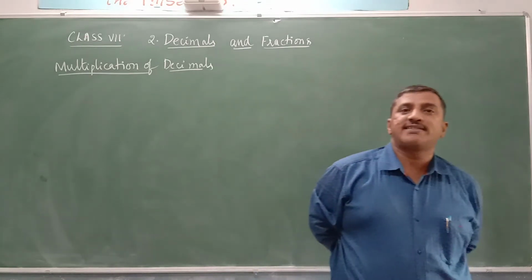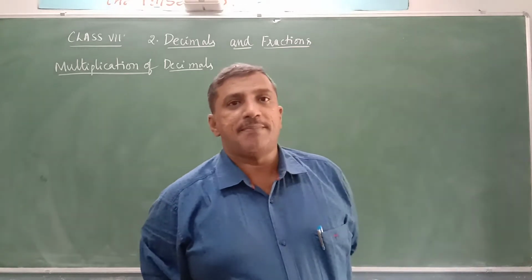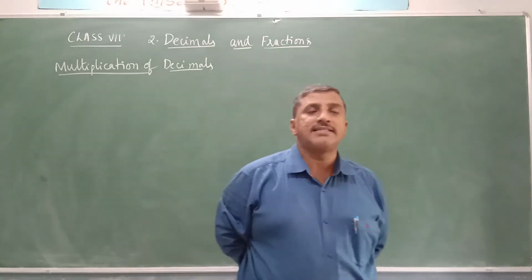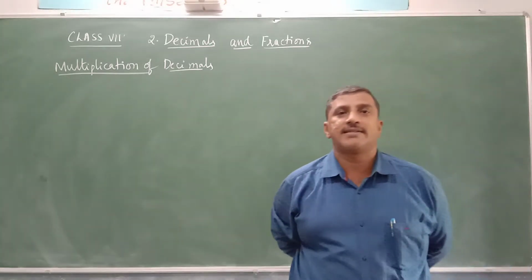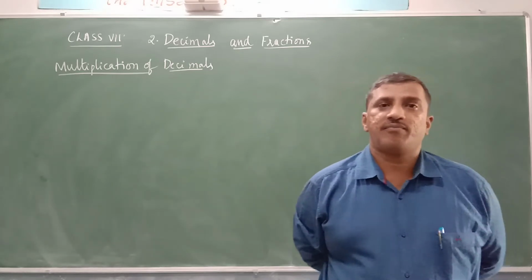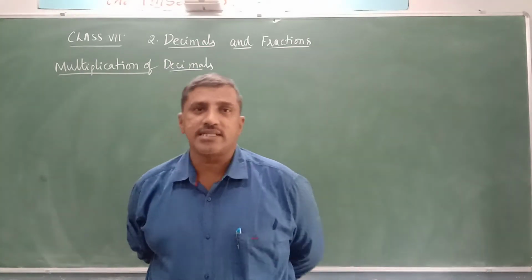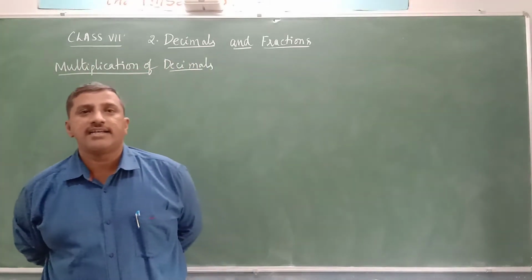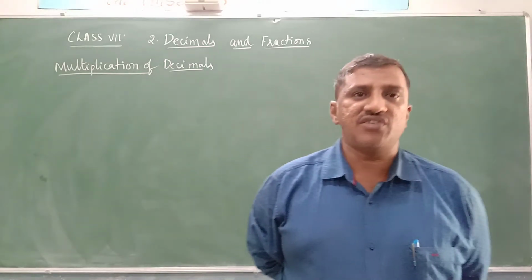As you know, we are discussing the second chapter, fractions and decimals. In the previous class we studied decimals, addition of decimals, subtraction of decimals, their expanded form, and comparison of decimals, and today we are going to discuss the multiplication of decimals. How do we multiply two decimals? Where do you find this kind of situation?